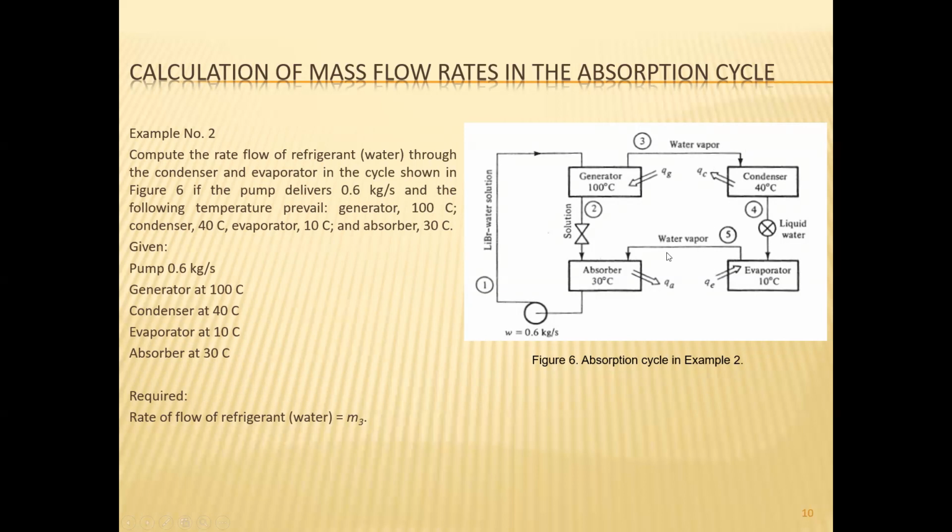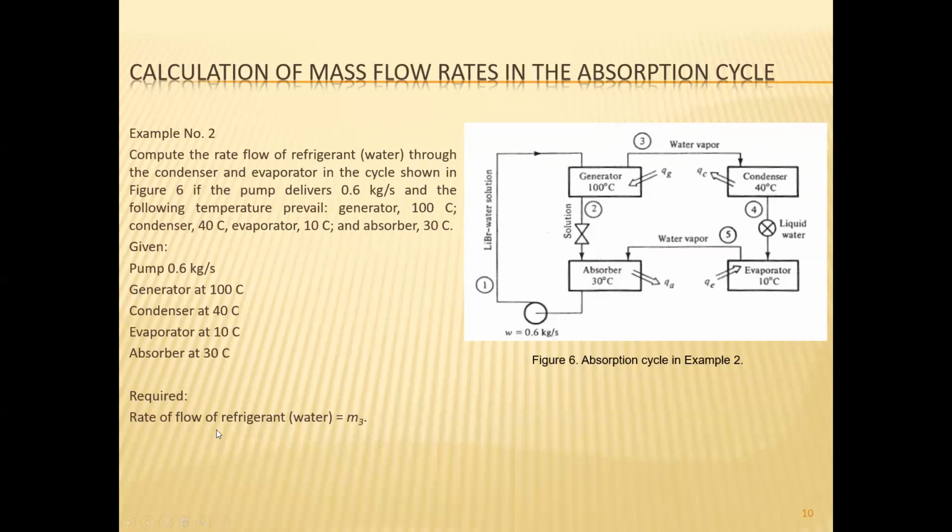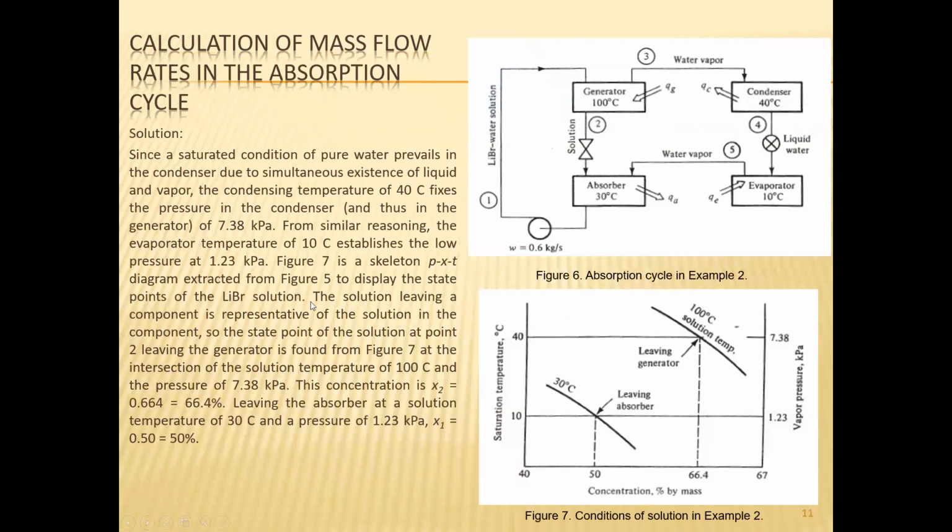M3, M4, M5. Okay? Ito naman, iba naman to. So, yan. Dito, nawawala doon, ibabalik nito. Kaya dito lang, itong solution mo is yung lithium bromide lang. So, calculation of mass flow rates in... wait. Ayan, tama. Same title pala. So, solution. Okay? So, this is from the book then.